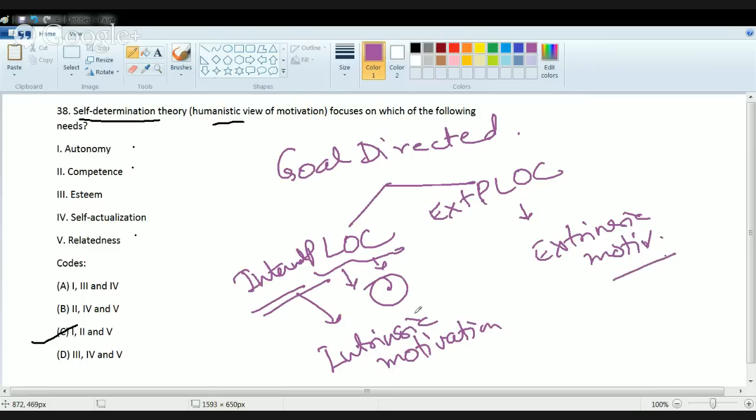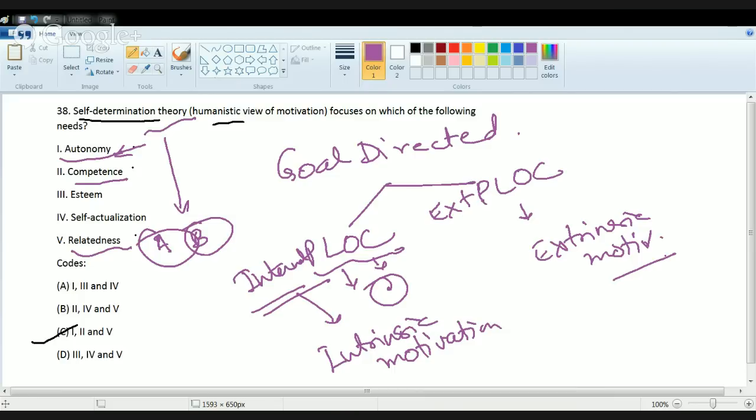Now we understand internal clock, we understand external clock. Now in the self-determination theory, what was given were the three basic components, that is competence, autonomy, and relatedness. Relatedness means how two phenomena A and B are related to one another. Autonomy is basically controlling your life. So I don't want someone to control my life, so I am autonomous.